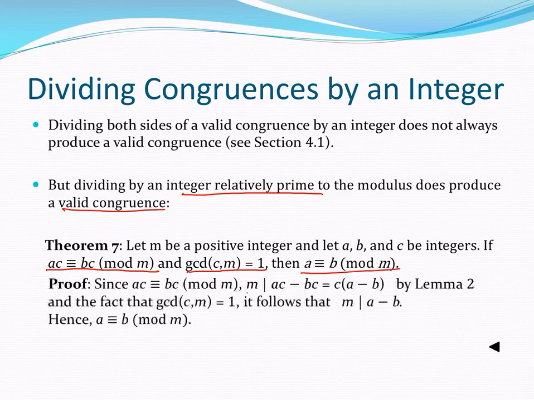Here's the proof. Since ac is congruent to bc, that means m divides ac minus bc. That means m divides either c or a minus b, but we had assumed that the greatest common divisor of c and m is 1. Therefore, by that earlier lemma, m must divide a minus b, which is the definition of congruence of a and b mod m. And that is the use of Bezout's theorem to find Bezout coefficients and some of the benefits of doing so.